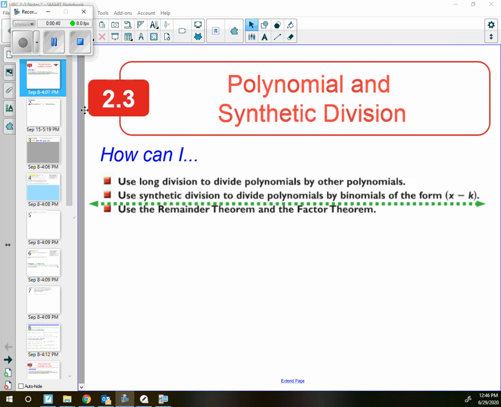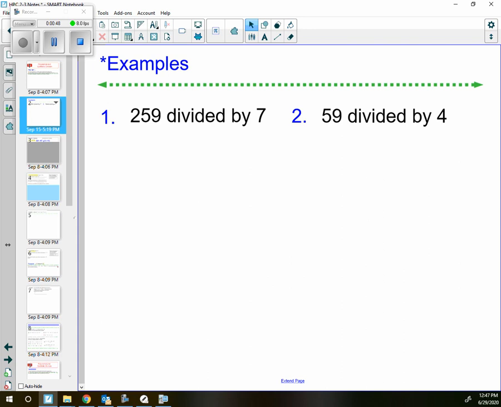So our essential questions are, how can I use long division to divide polynomials? And then how can I use synthetic division to divide polynomials? So before we can do that, we need to do some division. We need to talk about what it means to do this divide. So I'm going to have you go old school here, no calculators. We're going to do some division.